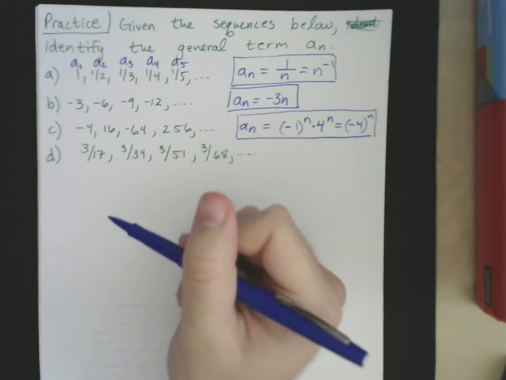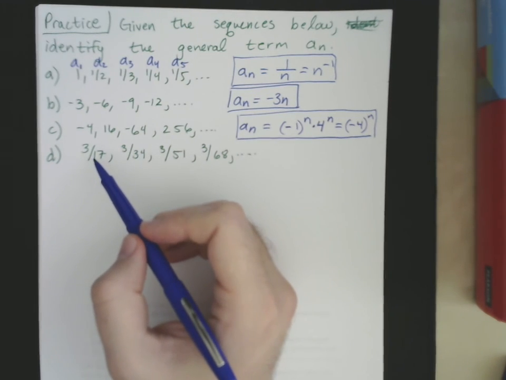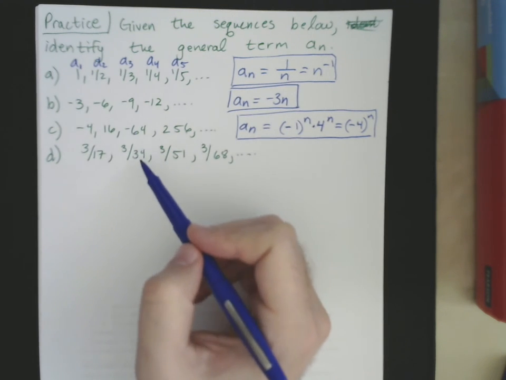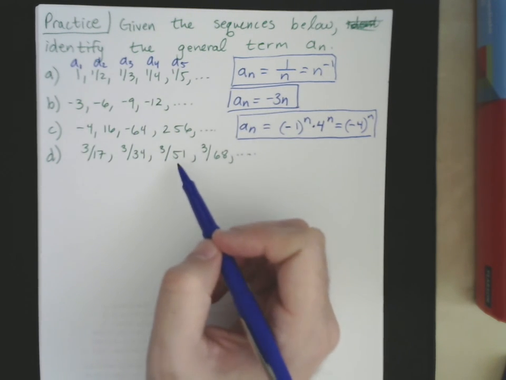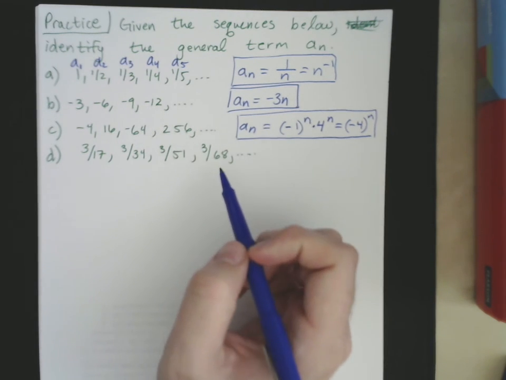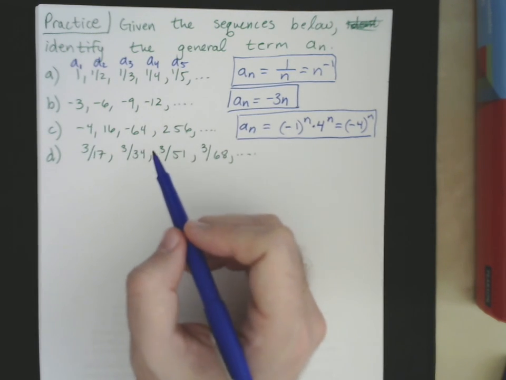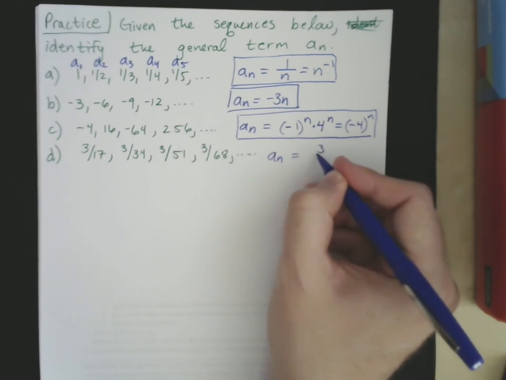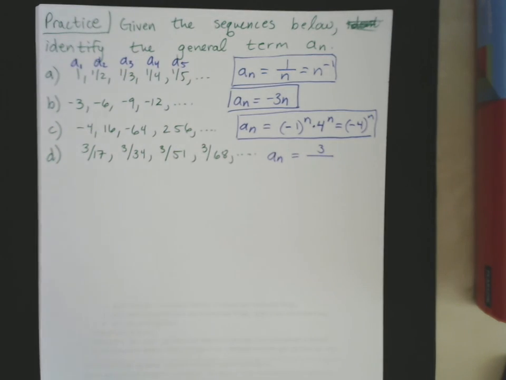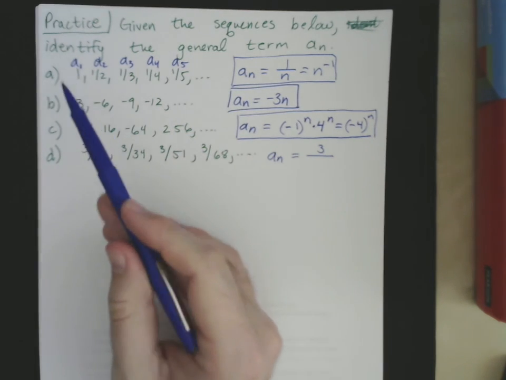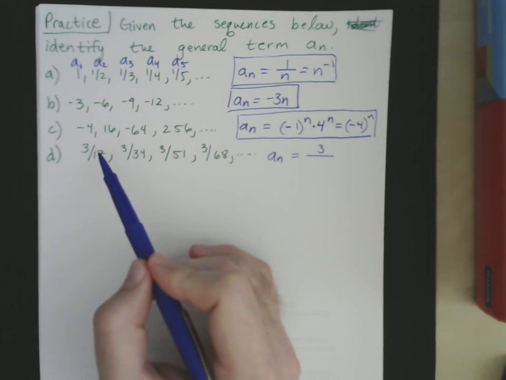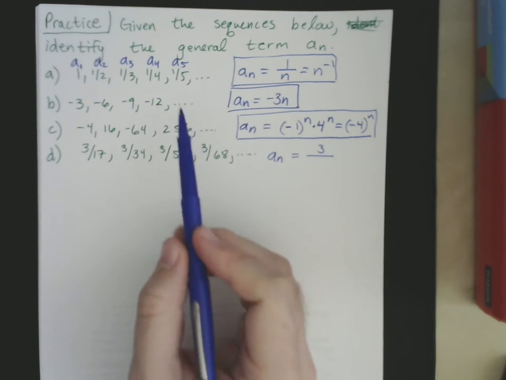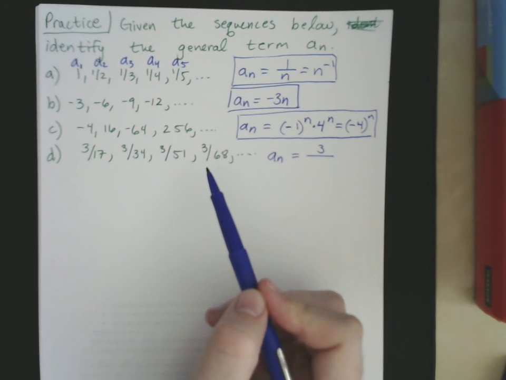And then finally, in part D, we're trying to connect 1 to 3/17, 2 to 3/34, 3 to 3/51, and 4 to 3/68. Now, since all of these have 3 in the numerator, I know that my general term is going to be 3 over something. So really, I'm not worrying about 1 and 3. I'm worried about 1 and 17, 2 and 34, 3 and 51, 4 and 68.